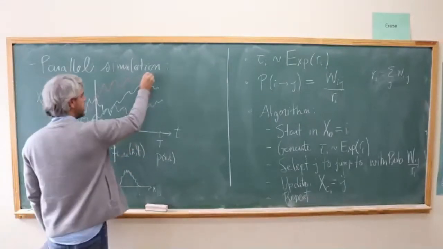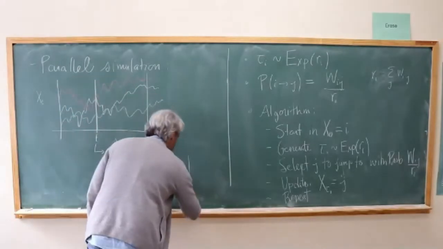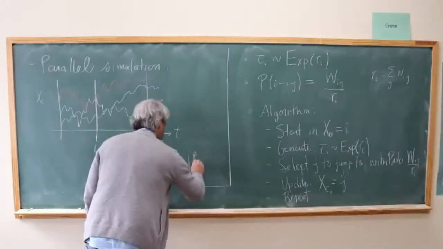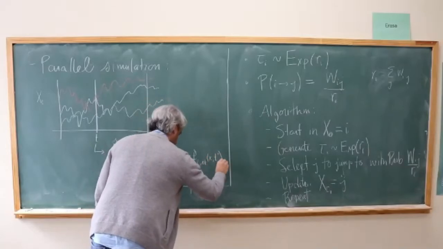I can redo this at a later time, maybe t prime. And so maybe at t prime, I have now something else.